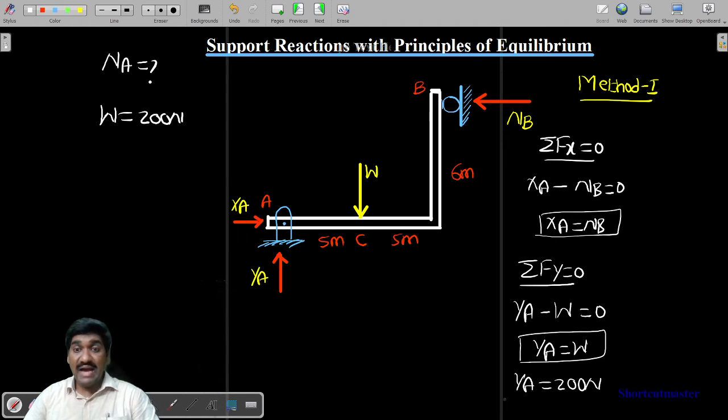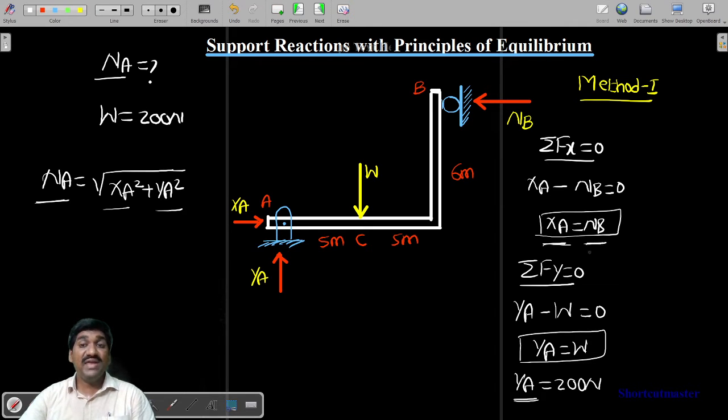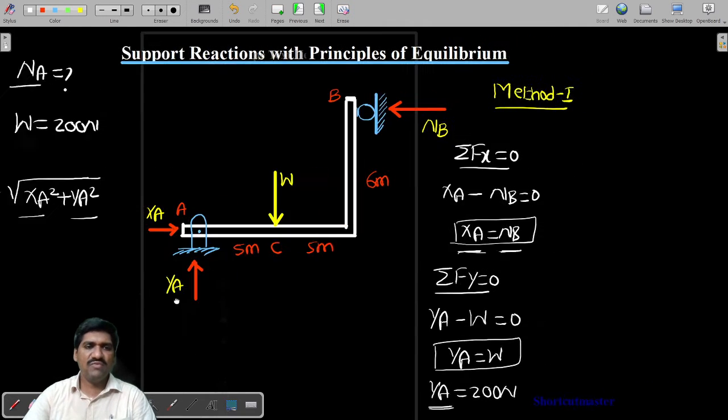There is the picture. Now, what about the other thing? We need the value of NA. NA means the square root of XA squared plus YA squared. That means the resultant of XA and YA is always NA. For getting NA, we need XA, YA. Now YA is already known. If we know XA, we can get the answer. But for XA, we need the value of NB. How can we bring out NB? By taking the moment center as point A.